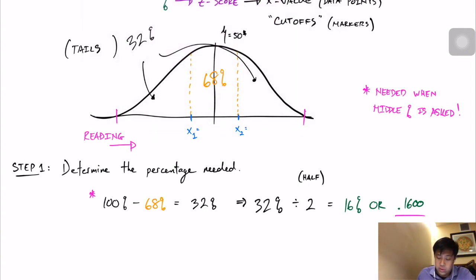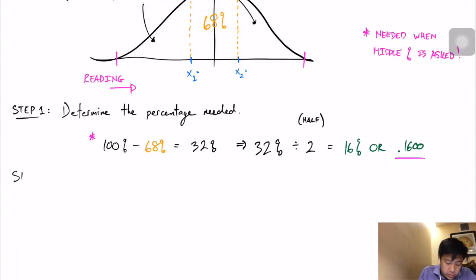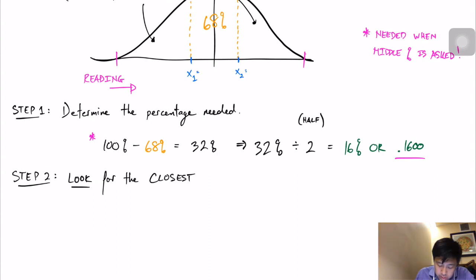The second step, I'm going to scroll, now is that once we determine what percentage is needed, we need to look for this percentage. Look for the closest to the needed percentage.